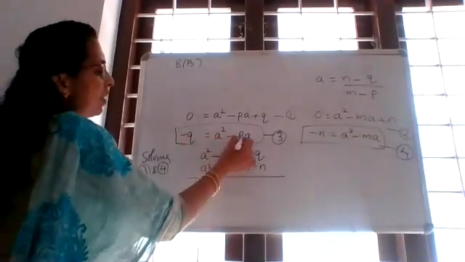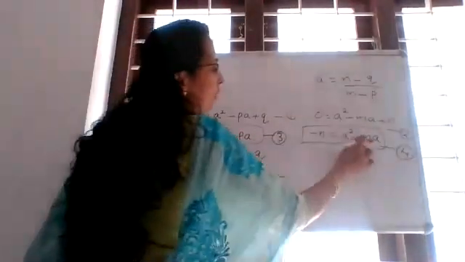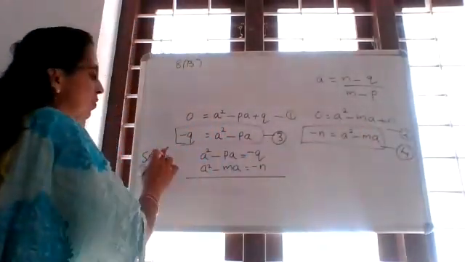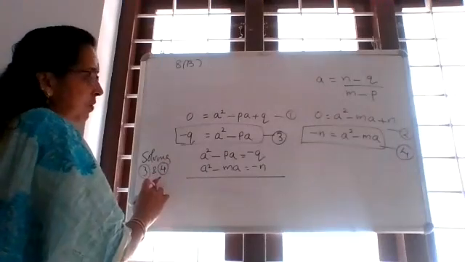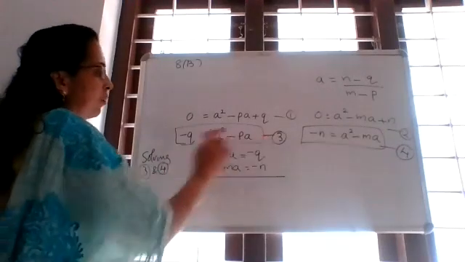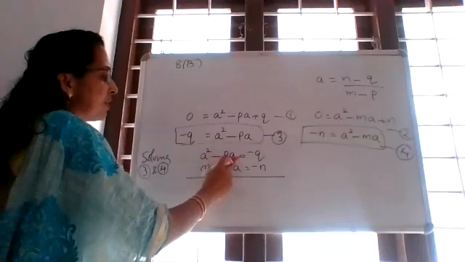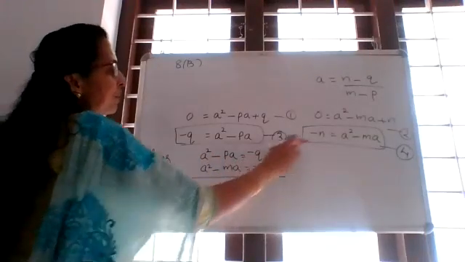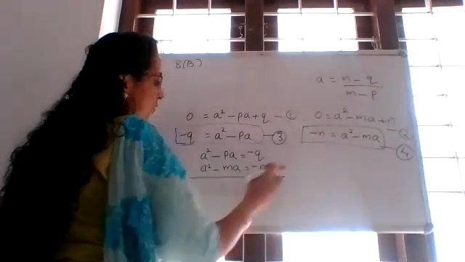Minus q is equal to a square minus pa, minus n is equal to a square minus ma. So solving equations 3 and 4: a square minus pa is equal to negative q, and a square minus ma is equal to negative n.